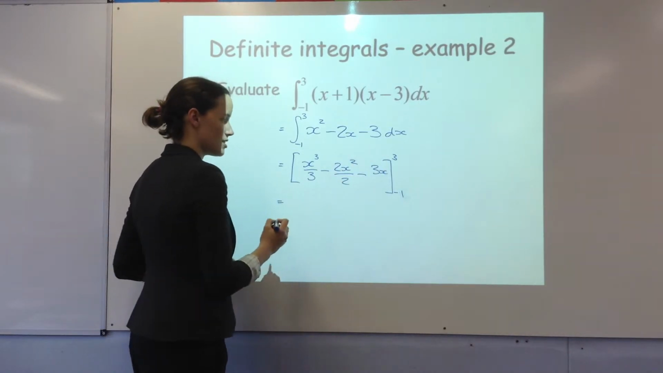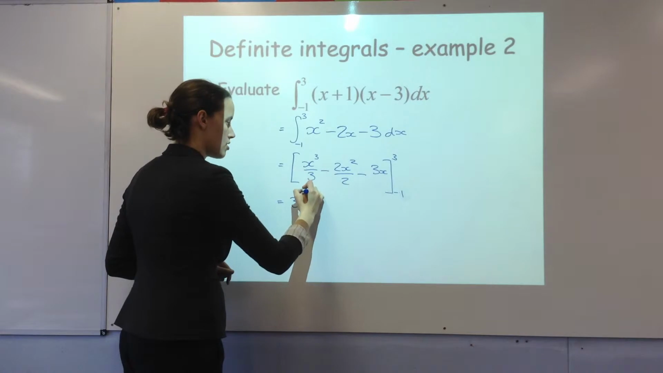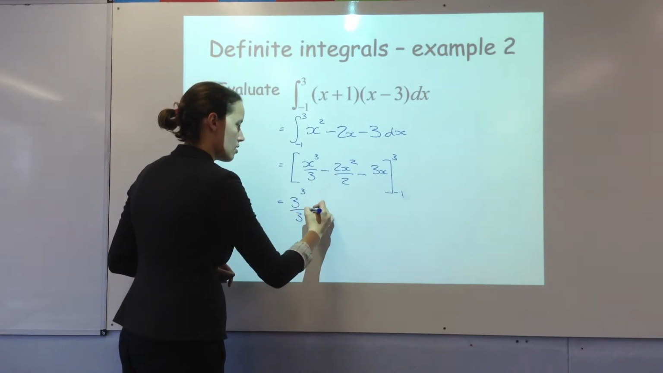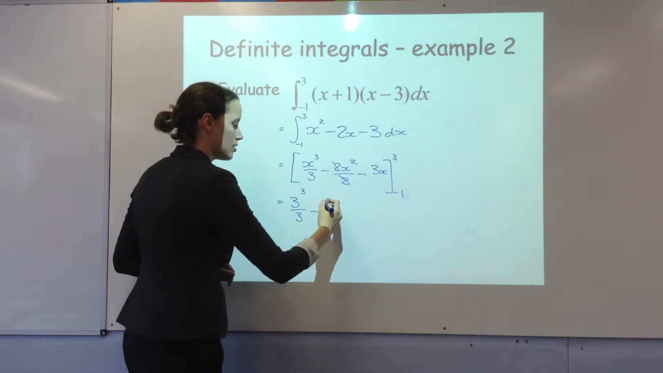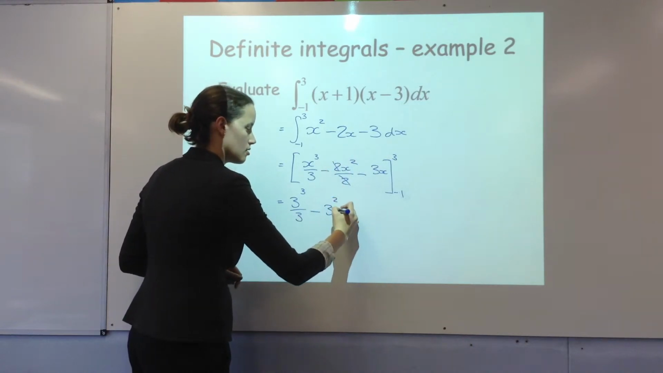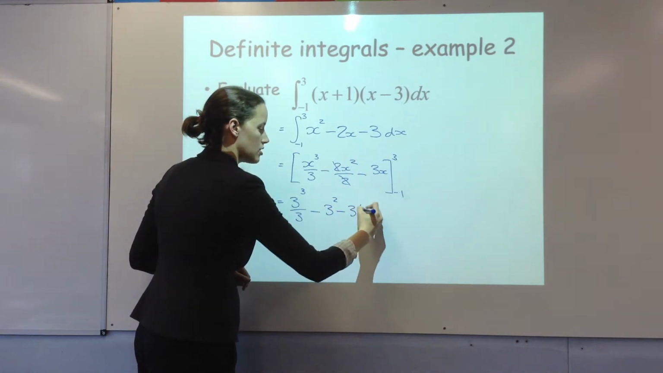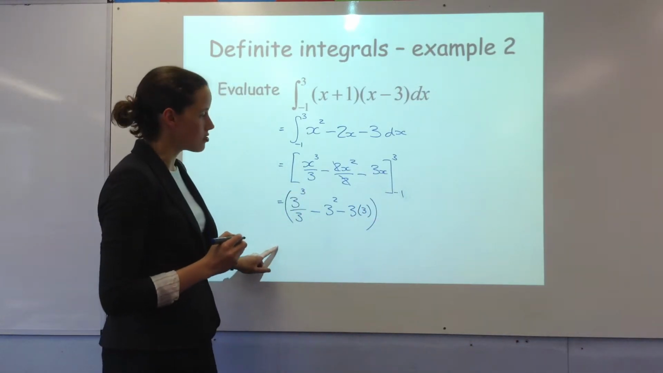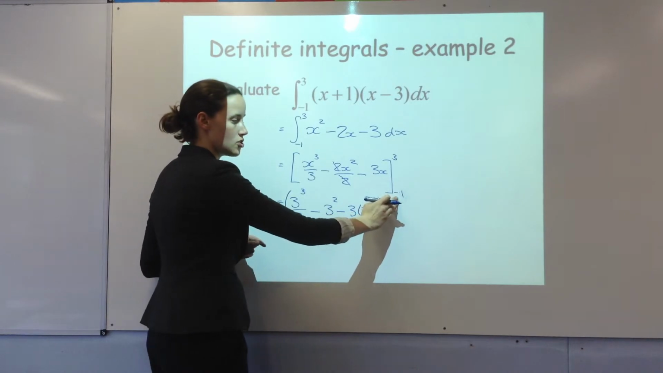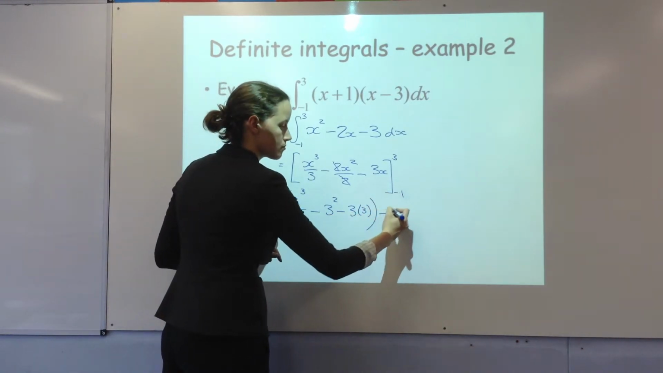So I'm going to substitute these in now. I'll have 3 to the power of 3 over 3 minus, well, those two 2's can cancel, so I've just got x squared. That would be 3 squared minus 3 times by 3. And from that, I'm going to minus everything that I get when I substitute in minus 1.